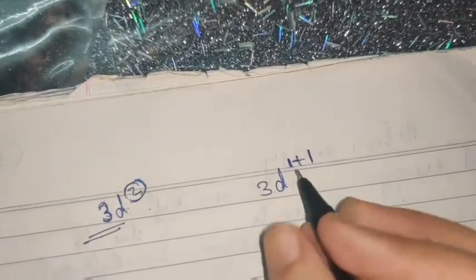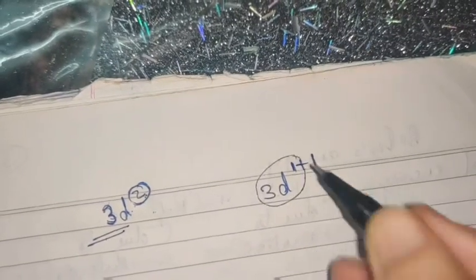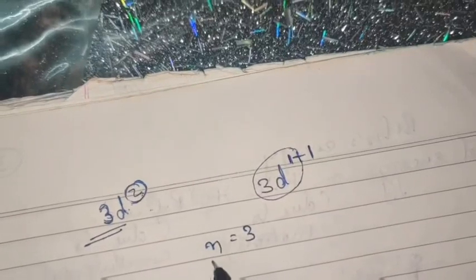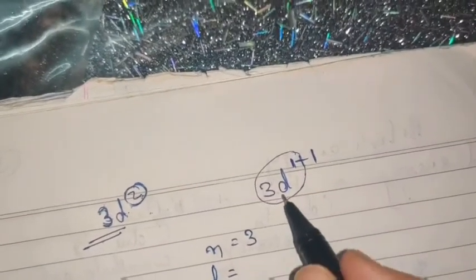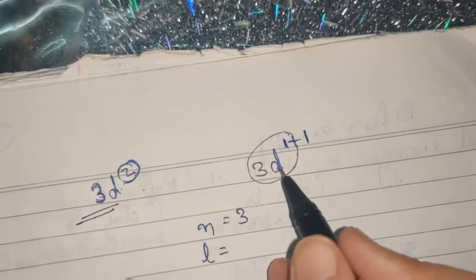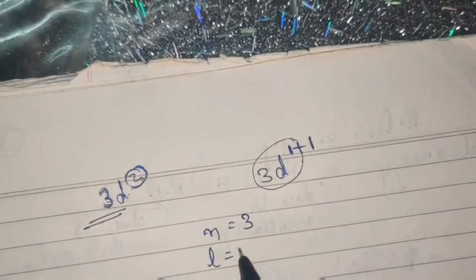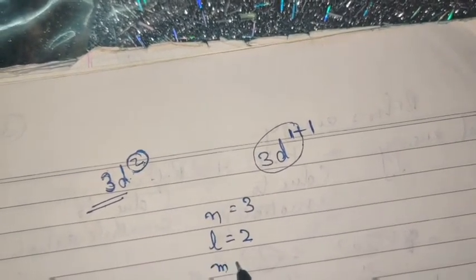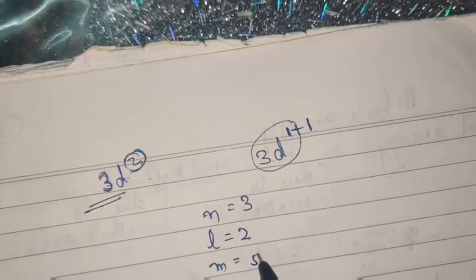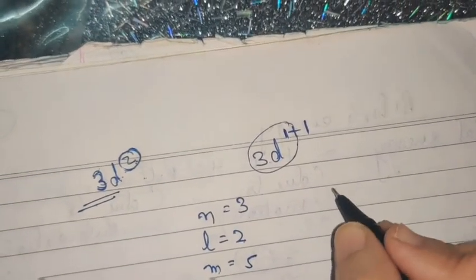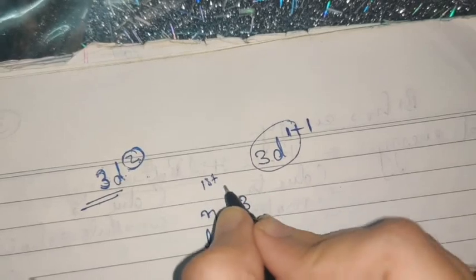So for the first electron, if I say the value of n is 3, then what will be the value of l in case of d? It is 0 for s, 1 for p, so 2 for d, right? Now you have to come to the value of m. For d there are 5 values, right? Again for the second electron, this is for the first electron.